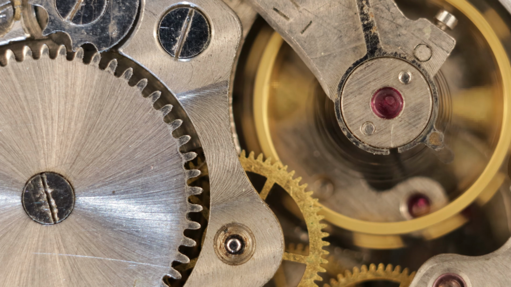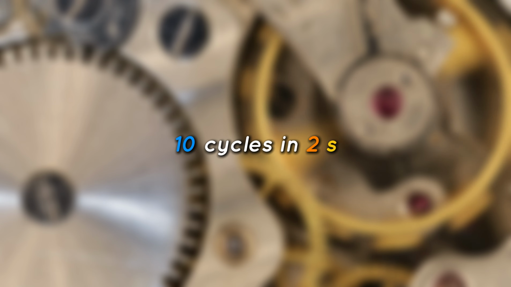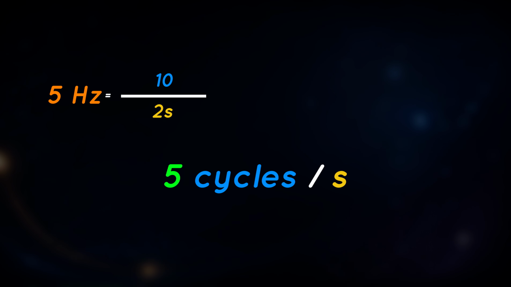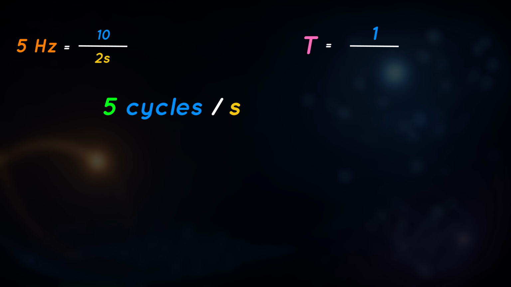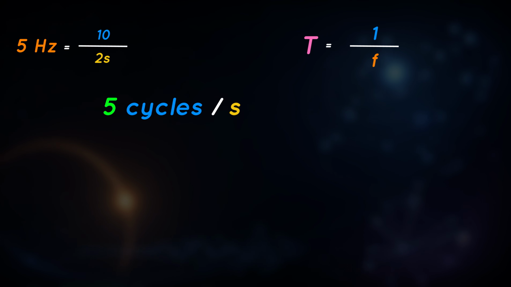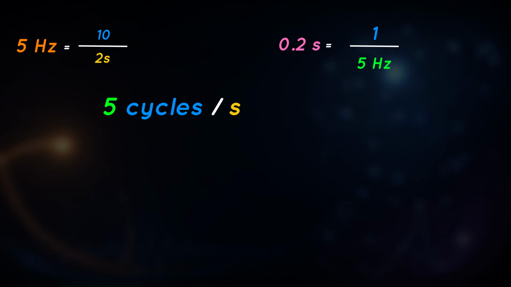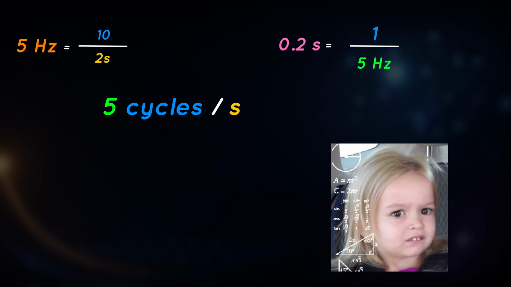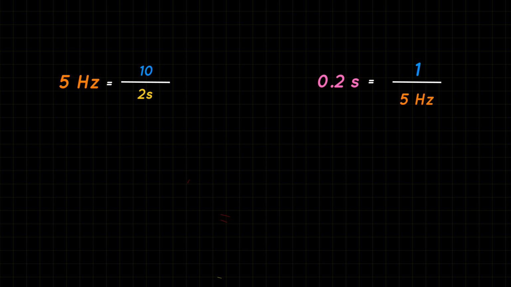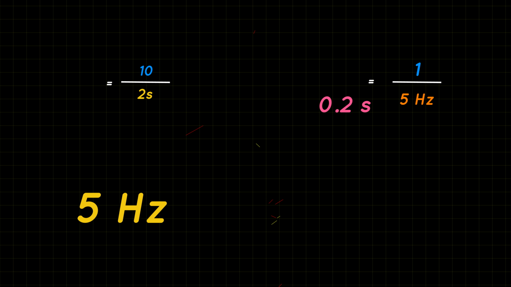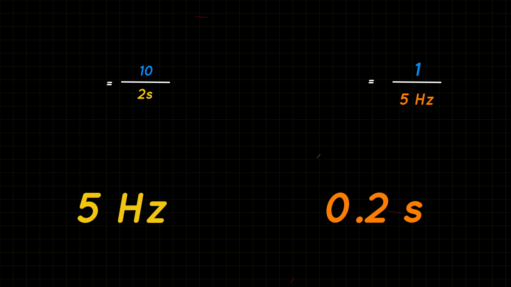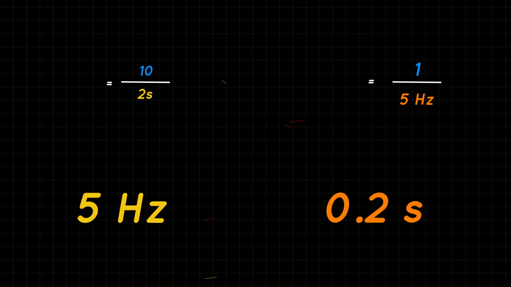Suppose a stopwatch balance wheel completes 10 cycles in 2 seconds. Frequency equals number of cycles divided by time. 10 cycles divided by 2 seconds equals 5 hertz. That means 5 cycles occur every second. The period is 1 divided by the frequency. 1 divided by 5 hertz equals 0.2 seconds. So every individual cycle takes 2/10 of a second. 5 cycles per second, 0.2 second per cycle, 2 descriptions of the same repeating motion.